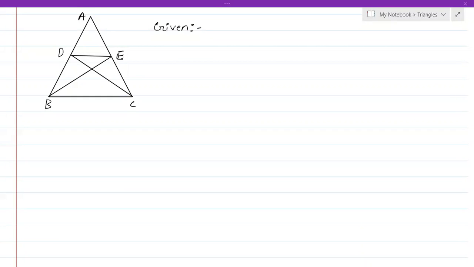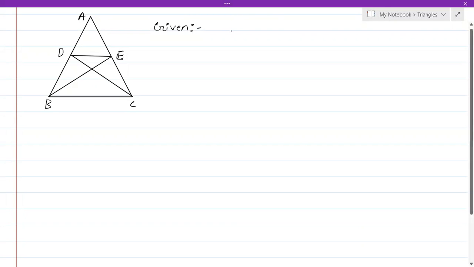Let's take the sixth question now. In the figure, triangle ABE is congruent to triangle ACD. We have to show that triangle ADE is similar to triangle ABC. Okay, let's do that. So I've taken the figure.